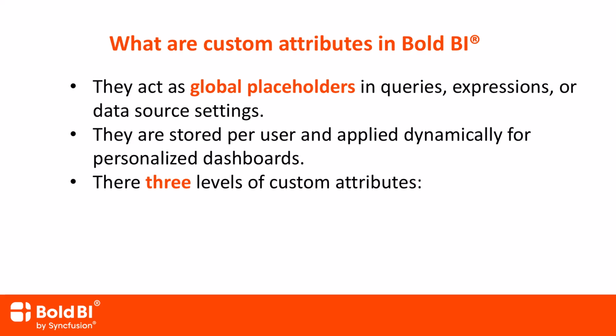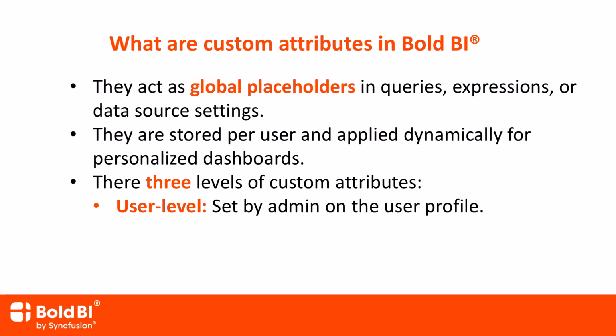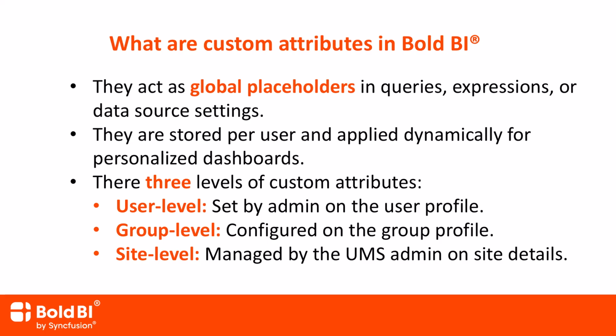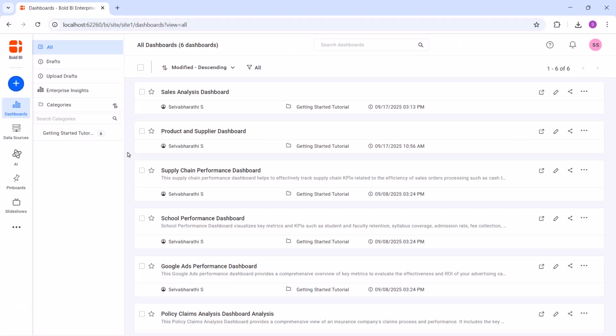Custom attributes can be defined at 3 levels. User-level attributes can be set by the site administrator on the user's profile page. Group-level attributes are configured on the group profile page. Site-level attributes are managed by the UMS administrator on the site details page. To demonstrate the feature, I will configure a custom attribute at the user level to change the dynamic connection string.